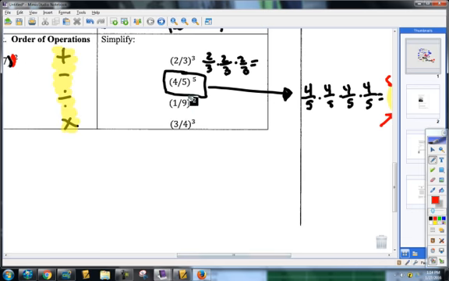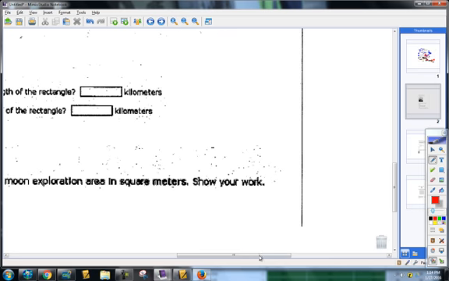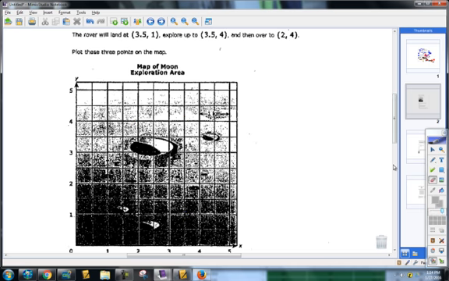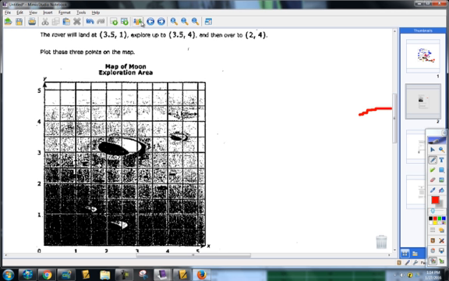Okay. The rest of those are the same way. Then just do it like we talked about here. Okay. Go to the back. Now this question right here. It gives you 3 points: the rover is going to land there, it's going to explore up to here, and then it's going to go to the left to there. You've got to plot those.